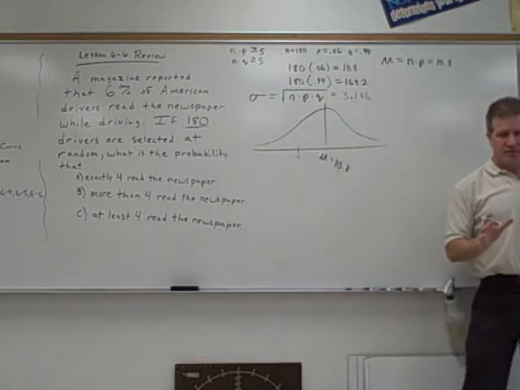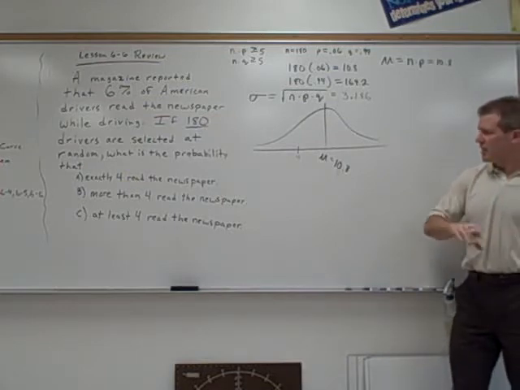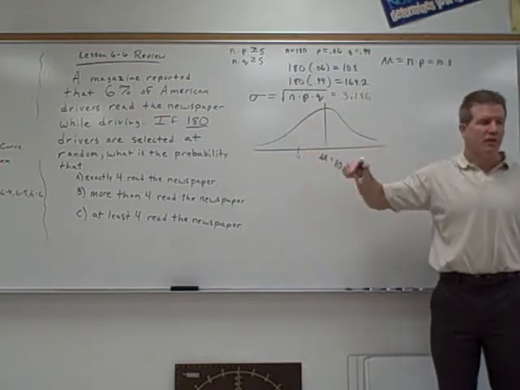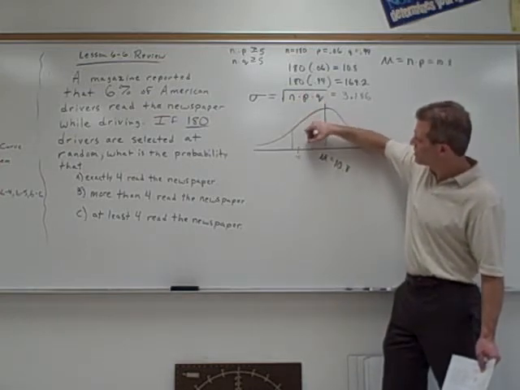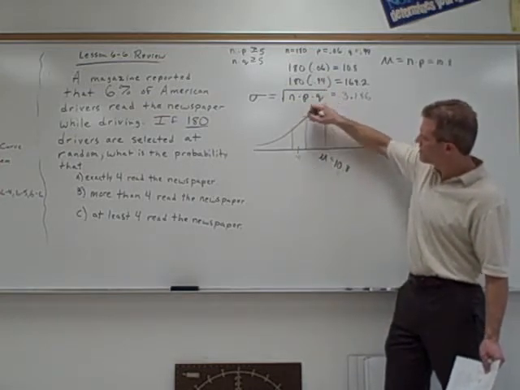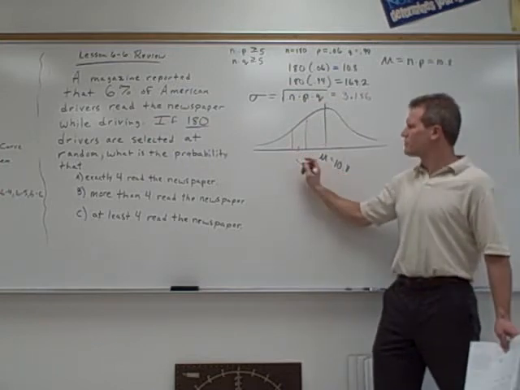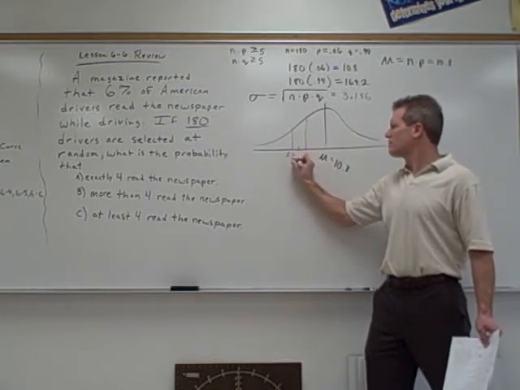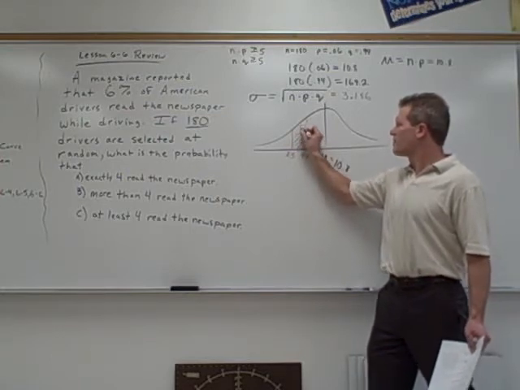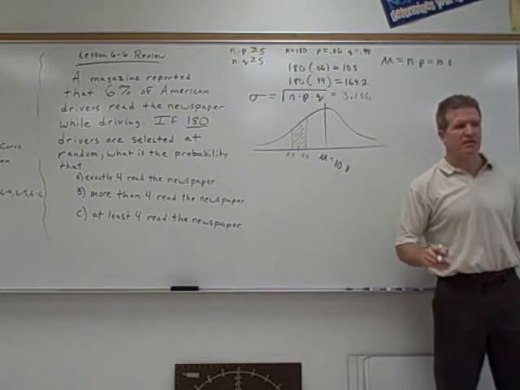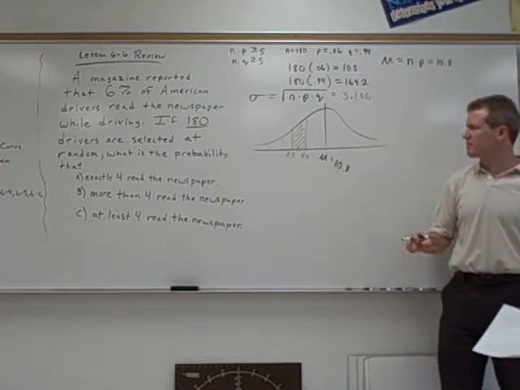Now, this is where the correction comes into play. You can't find the area between 4 and 4 because there wouldn't be any area. You have to find the area between 3.5 drivers and 4.5 drivers. That area represents 4 drivers. I'm going to find this area right here. That area will give me the probability that exactly 4 people read the newspaper while driving.